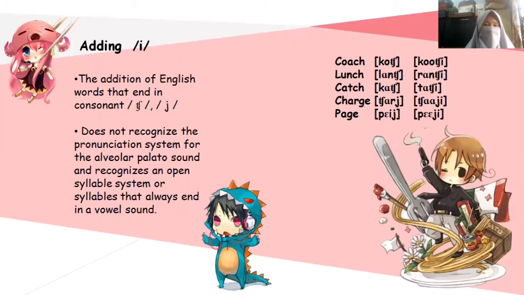Next, the addition of I in English words that end in consonant Ch and J because the Japanese phonological system doesn't recognize the pronunciation system for the alveolar palatal sound and recognizes an open syllable system, or syllables that always end in a vowel sound. For example, in English, we say coach and lunch. But in Japanese, we say kochi, lunch with an added vowel, etc.